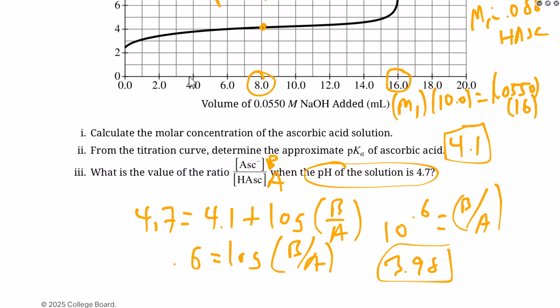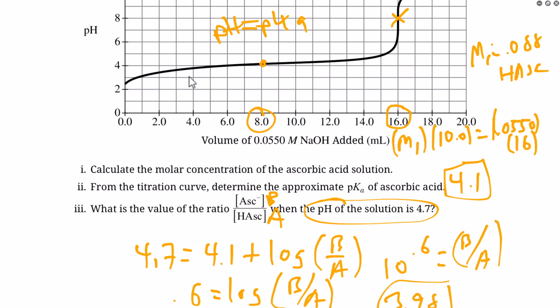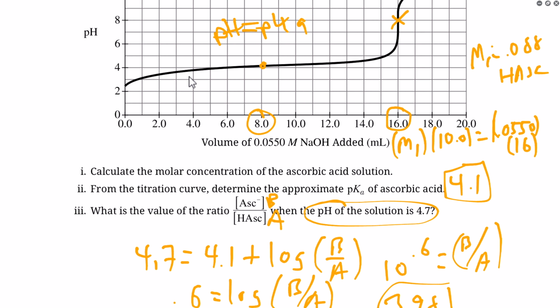if we go back and actually look at the graph, it tells us that the pH of the solution we're looking at is 4.7. Well, that is well beyond the half equivalence point, which tells me that I should have a higher concentration of base than I would of my acid, right? Because 4.7 would be here.